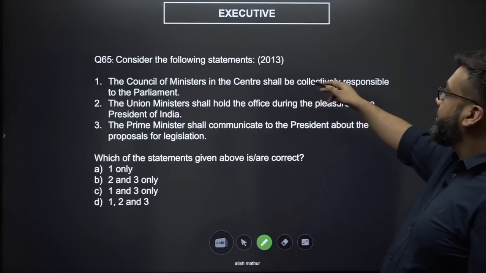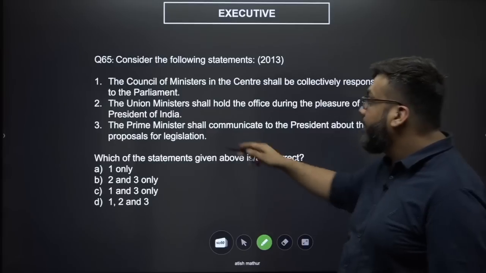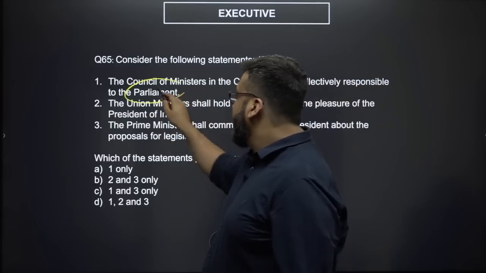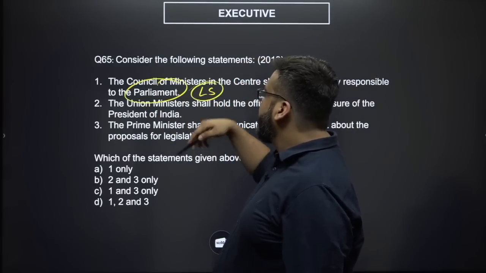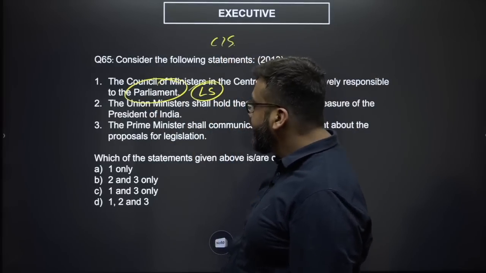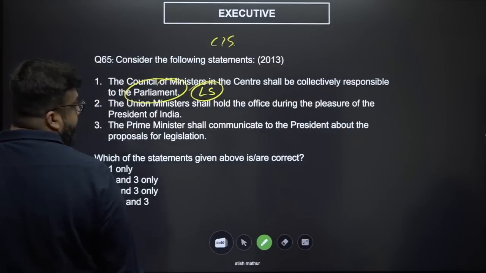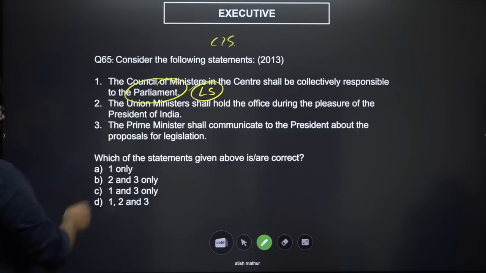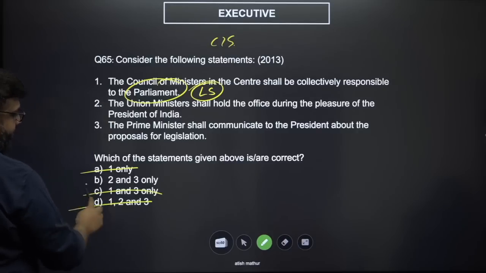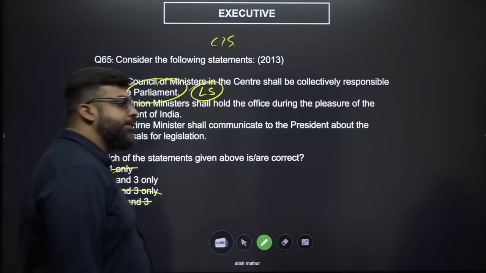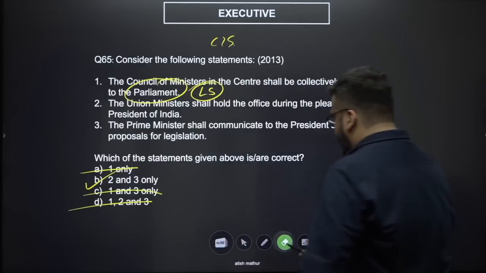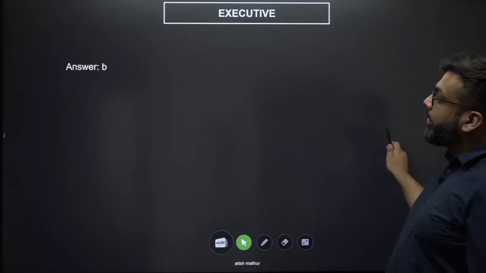The Union Ministers in the centre shall be collectively responsible to the Parliament. No, it is the Lok Sabha, because otherwise you would violate centre stronger than the states. So anything which has 1 in it automatically gets eliminated. Your answer becomes B, 2 and 3, right? You don't even have to think twice about it.